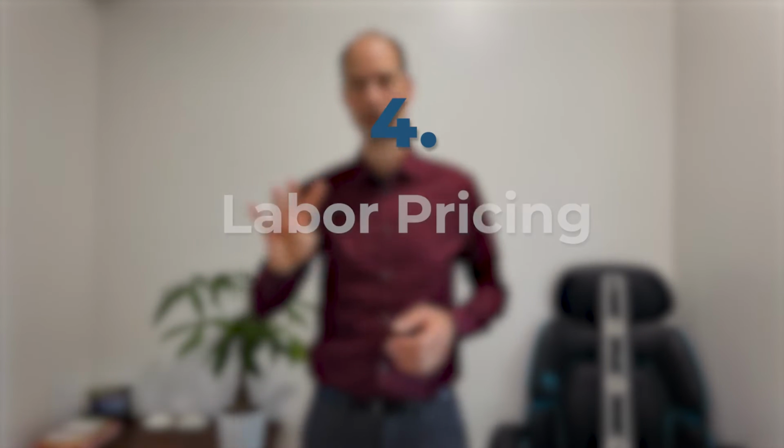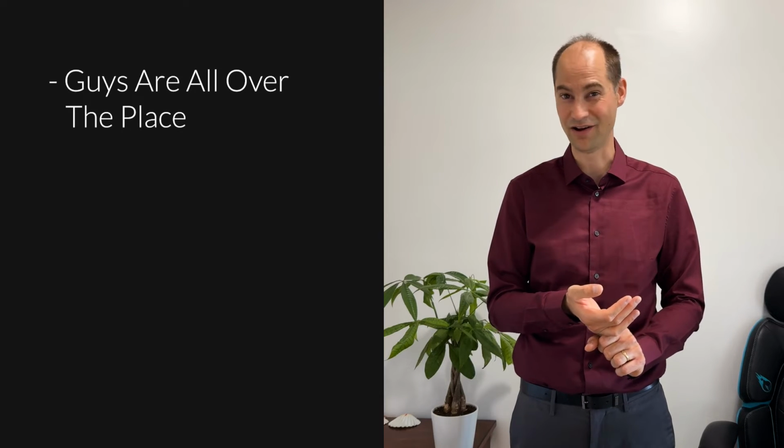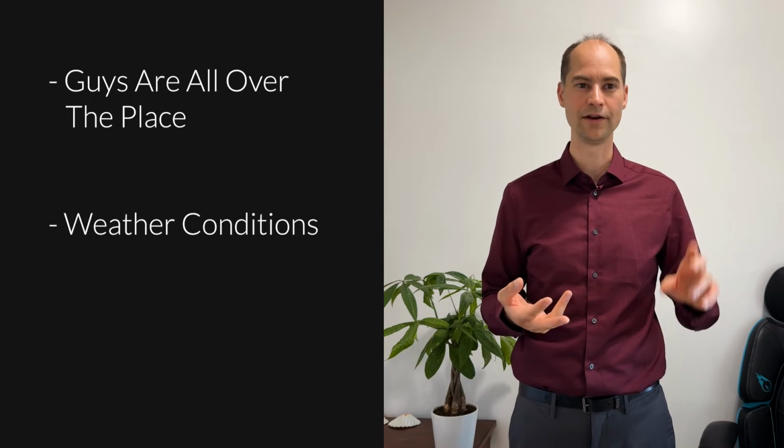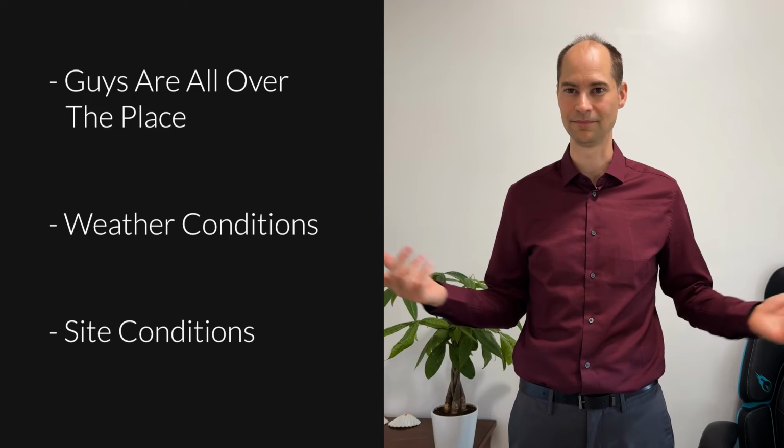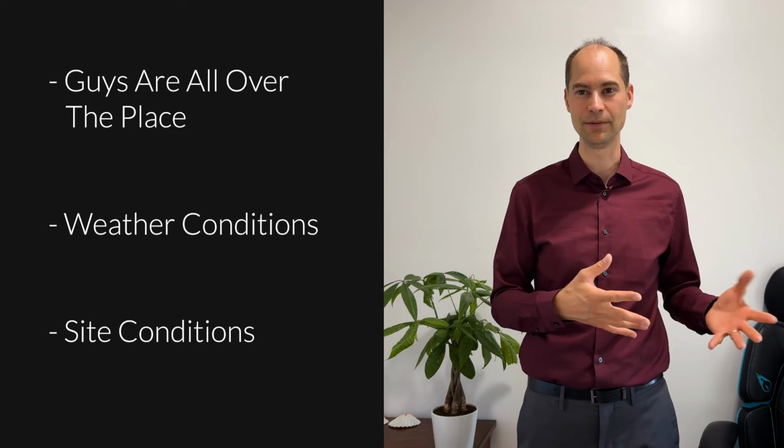All right. So number 4 is labor pricing. Labor pricing is the easiest way to lose money on a construction project, is what I've found. It's often the thing that goes out the window and is very hard to know exactly, for a lot of reasons. Guys are kind of all over the place, or can be. You've got weather, site conditions, lots of different things that can happen with labor.